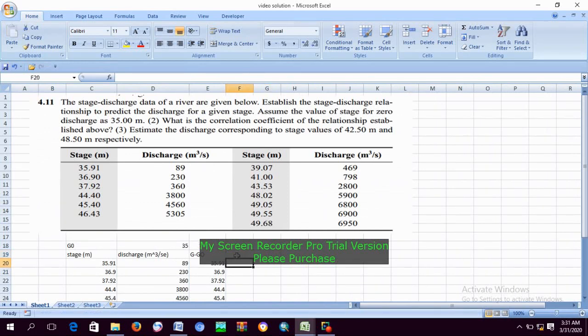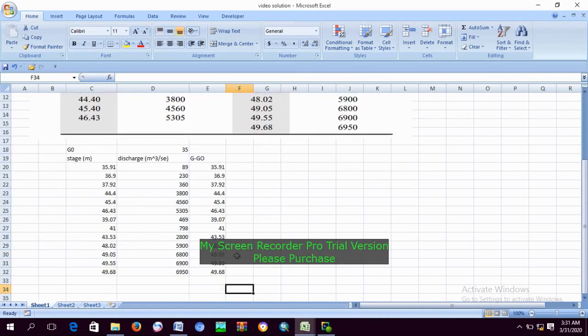After adjusting this data, we should subtract the zero discharge gauge height, which is denoted by small a. So we can subtract the value of a from each stage height, which is capital J. From this column, we can subtract the value of a.